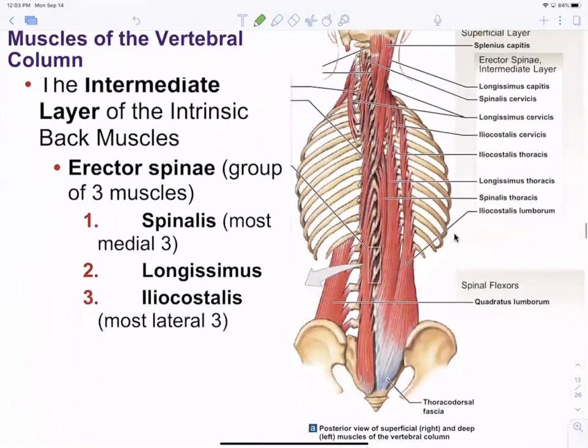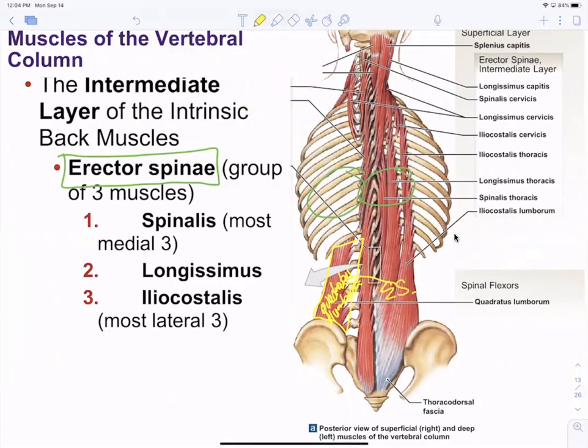The intermediate layer is called collectively your erector spinae. So your erector spinae is a group. And what this shows you really is that all of these muscles are on this side and on this side. They just don't have them on the left side, but they're on the left and the right. This muscle down here is your quadratus lumborum. And here it's a quad in your lumbar area. So the erector spinae are on top of that, right? These are your erector spinae grouping.